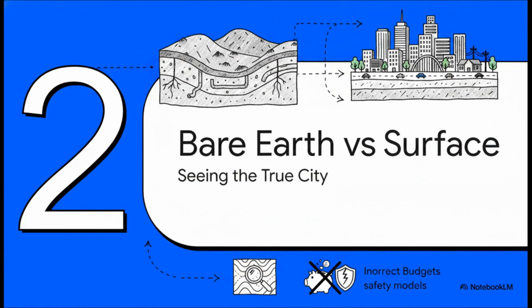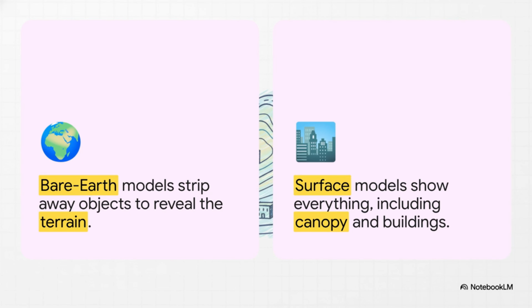Section 2. Bare earth versus surface models, seeing the true city. Now, this is a technical distinction that you absolutely must understand, because if you mix these up, your budgets and your safety models are going to be completely wrong. Think of it like an X-ray versus a photograph. A digital surface model, or DSM, is the photograph. It shows the elevation of everything on the Earth's surface, the tree canopy, the buildings, the power lines. But a bare earth DEM, that's the X-ray. It mathematically strips away all that vegetation and man-made infrastructure to show you only the true bare ground beneath. For real terrain analysis and foundational city planning, that X-ray is exactly what you need.